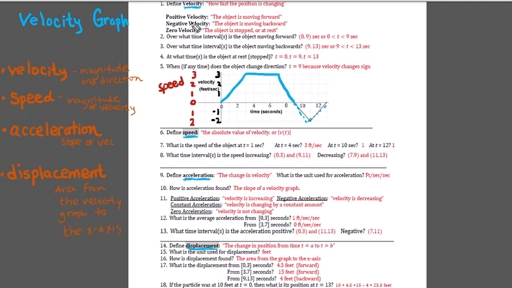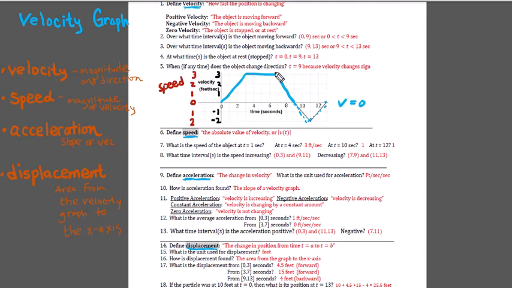So let's just look at the vocab here, get familiar. Positive velocity means you're moving forward. Negative velocity, you're moving backwards. 0 velocity, you're stopped. So for question number 2, you're moving forward right here, 0 through 9, because the velocities are all positive. Question number 3, you're moving backwards from 9 seconds to 13 seconds because all of the velocities are negative right here. And you're stopped right here at 0 and at 9 and then at 13 because all of these velocities are equal to 0.